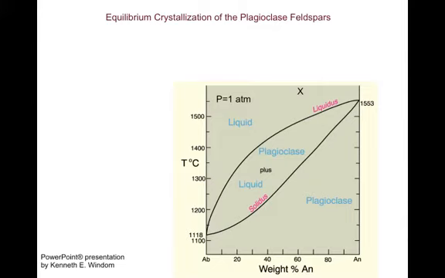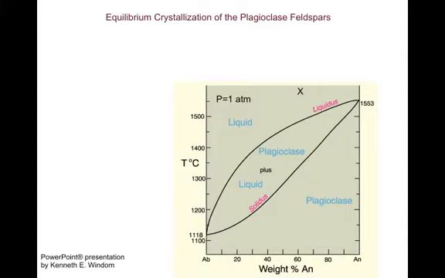The y-axis shows temperature in degrees Celsius. So this system is going from something like 1050 degrees to 1600 degrees Celsius. And the x-axis is labeled weight percent anorthite. And so you have AB for albite, or the sodium end member of plagioclase, on the left. And on the right, AN for anorthite, or 100% anorthite, or 100% calcium plagioclase.